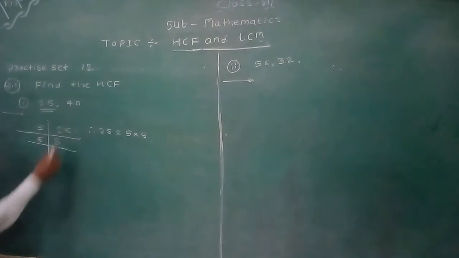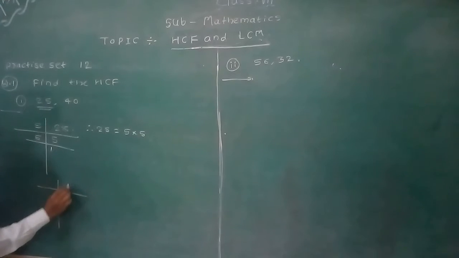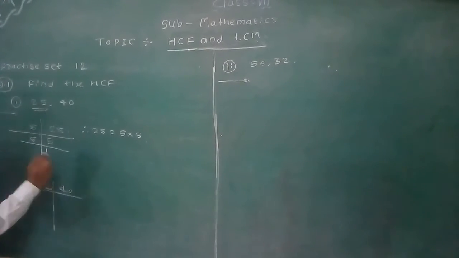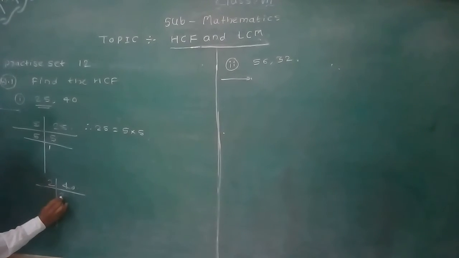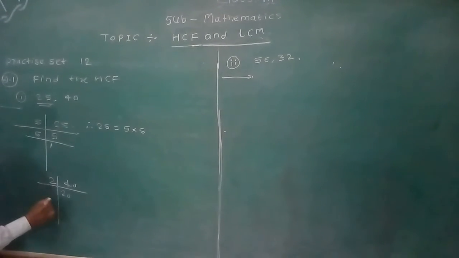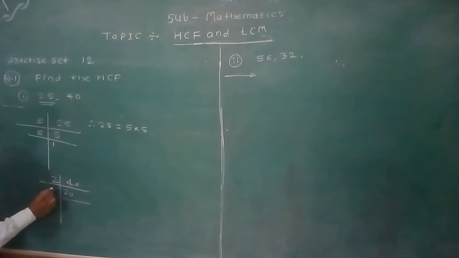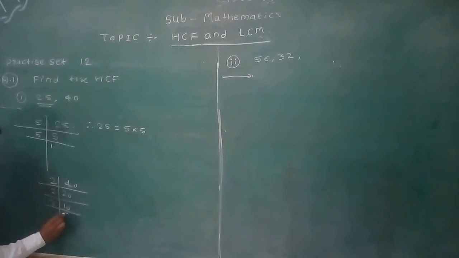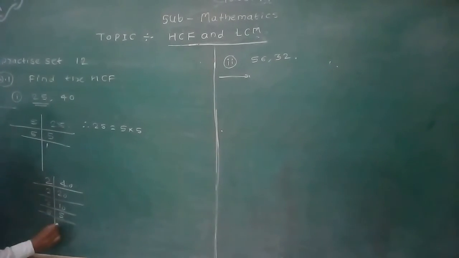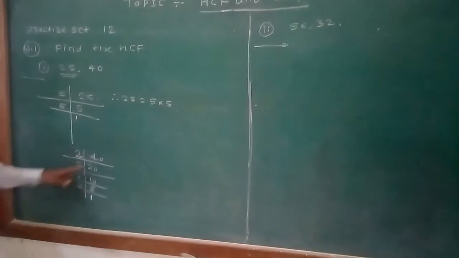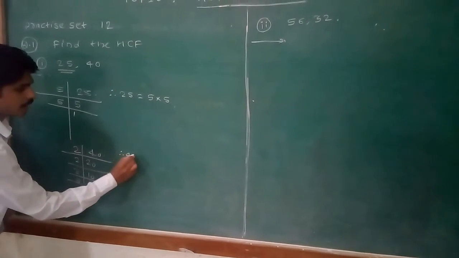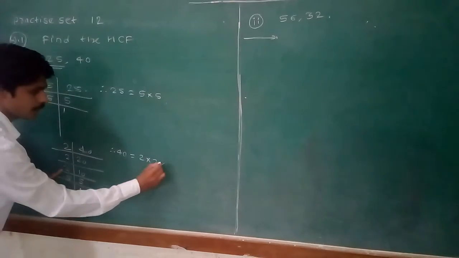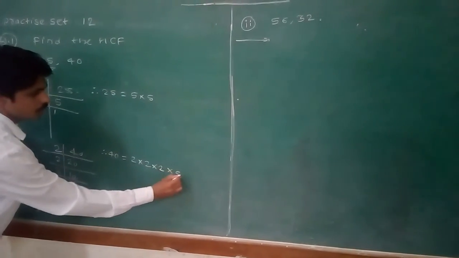Okay, next number is 40. 40 is an even number. So we divide by 2, we get 20 here. Now 20 divided by 2, we get 10. And 10 divided by 2, we get 5. And 5 divided by 5, we get 1. Therefore 40 can be written as 2 multiplied by 2 multiplied by 2 multiplied by 5.